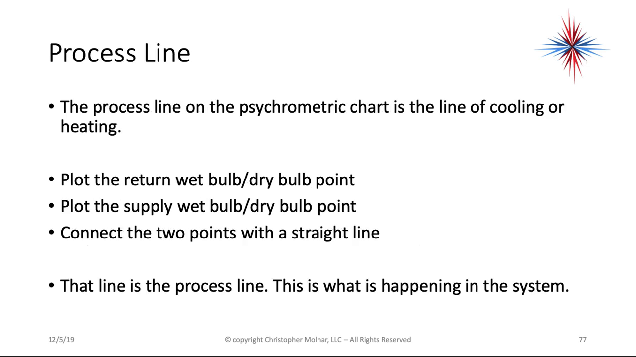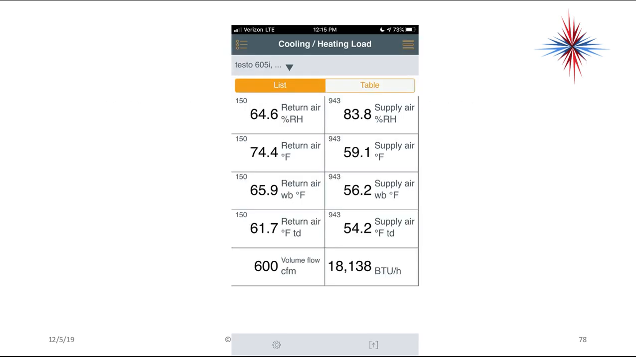The third thing we do have to identify is what we refer to as a process line on the psychrometric chart. The process line on the psychrometric chart is the line of cooling or heating. To find the process line, you plot the return wet bulb and dry bulb temperatures. You plot the supply wet bulb and dry bulb point, and you connect the 2 points with a straight line. That line is called the process line. That's what's happening in the system. Now let's use an example.